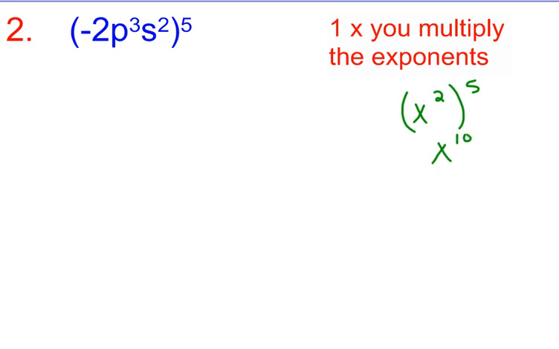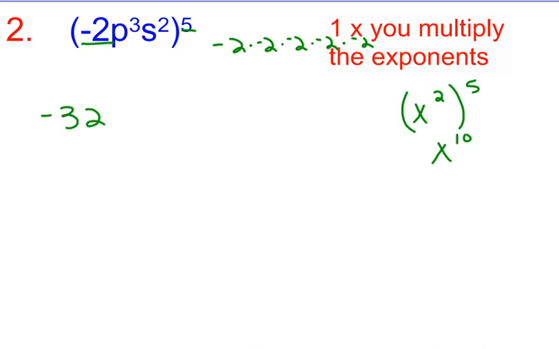So over here in my problem, I have negative 2 to the fifth power. I have the same rules for numbers I've always had. So negative 2 to the fifth power is negative 2 times negative 2 times negative 2 times negative 2 times negative 2, which gives me negative 32.